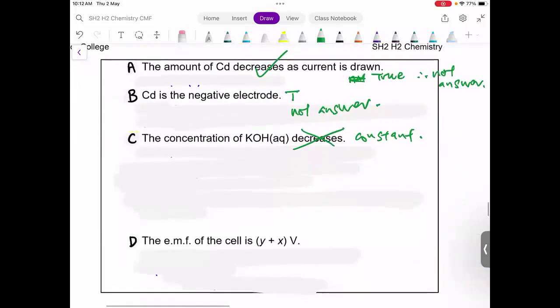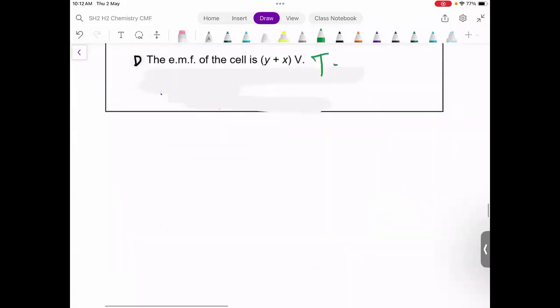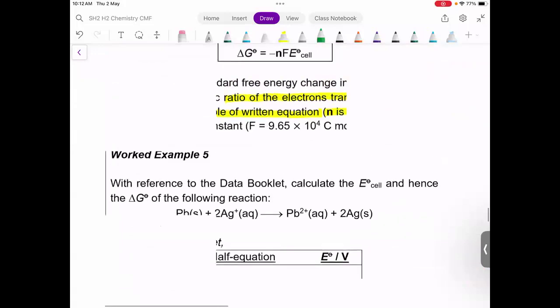Then part D, EMF. Are you okay with this? This is true, so therefore it's not the answer. Yep. Okay, let's move on to the next part.